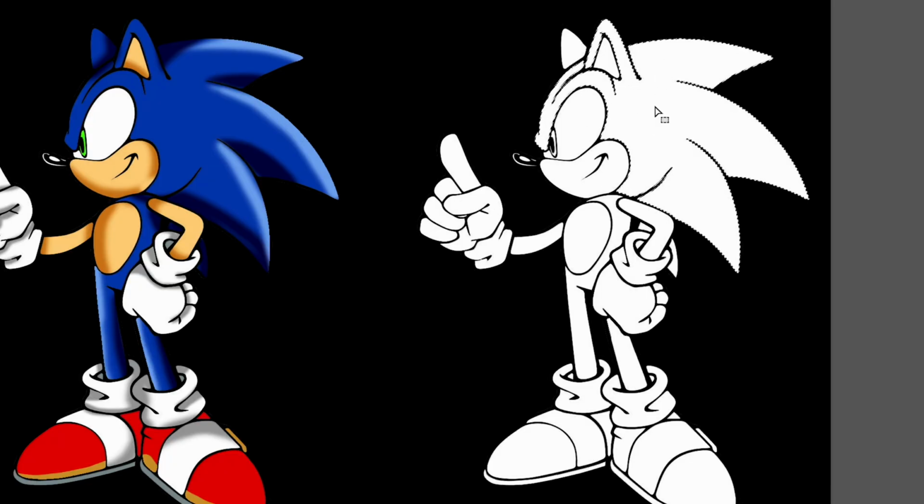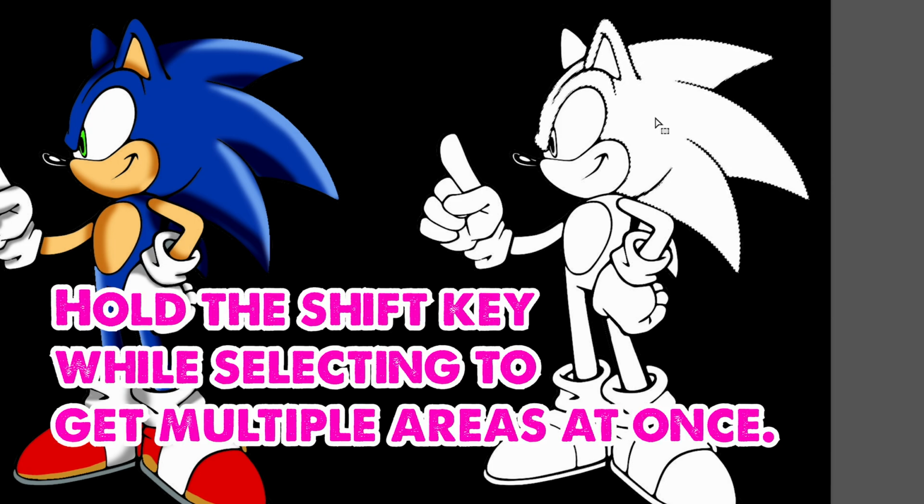So we're going to click right here on Sonic's head, and we have that area selected. And we're going to go ahead and select everything that's blue, and we're going to get it all done in one shot. So to select more than one spot with the magic wand tool, you need to hold the shift key on your keyboard. So if I hold the shift key and click on the ear, now you see I have the ear and the head.